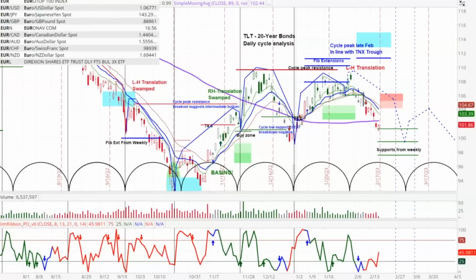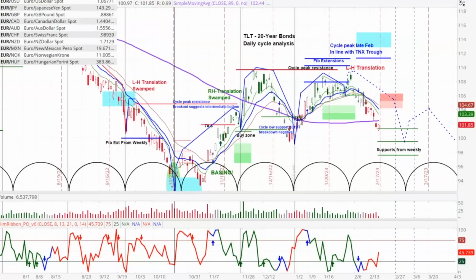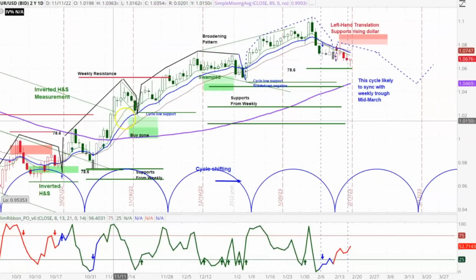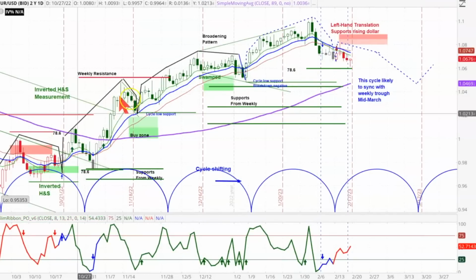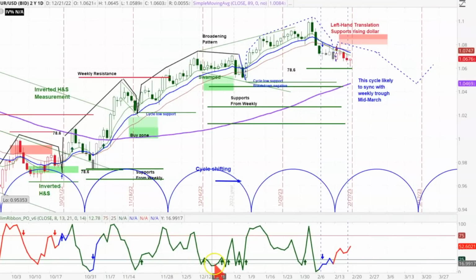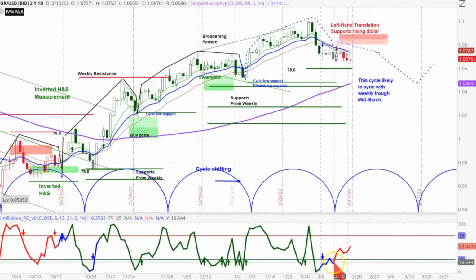Let's look at the EUR/USD. The reason I'm going to this is because you can see that when the dollar fell, the euro put on all of these beautiful cycle patterns. Positive cycle, upward momentum, slim ribbon PO telling you upward resumptions. Fantastic. Look what happened right in here.